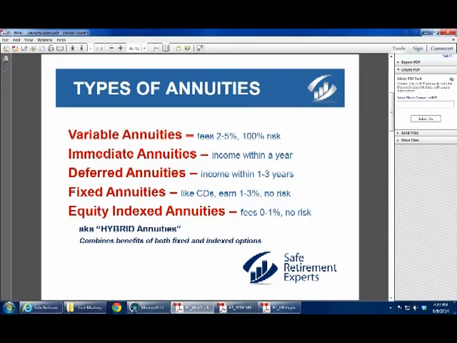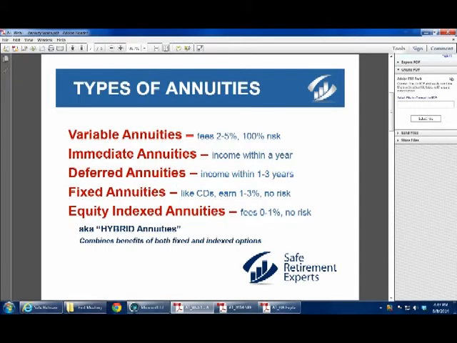The next is immediate annuity. That's simply, hey, I want to put some money in and I want to start getting money out, either for a period of time or for a lifetime, single basis, joint basis. That's an immediate annuity. A deferred annuity is basically an immediate annuity. You just simply add a few more years before you are ready to trigger income.